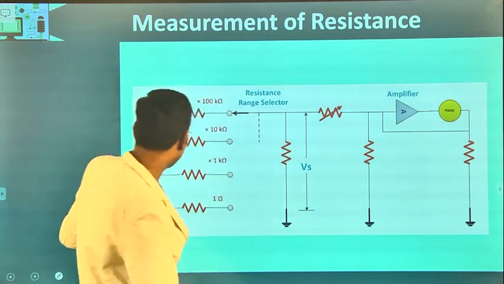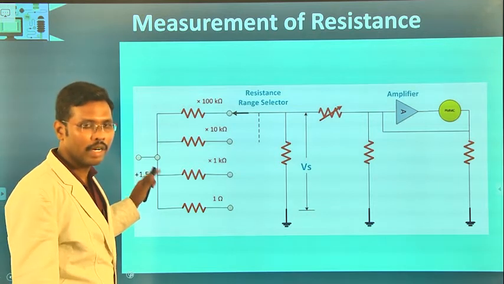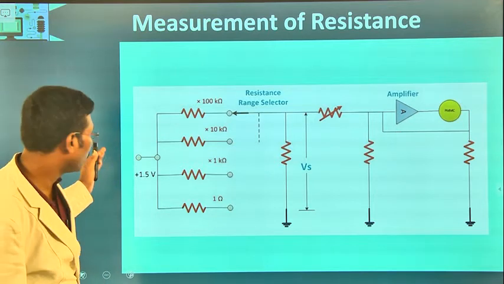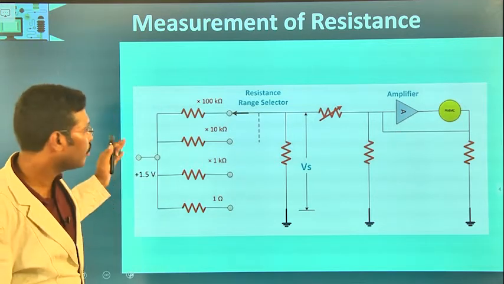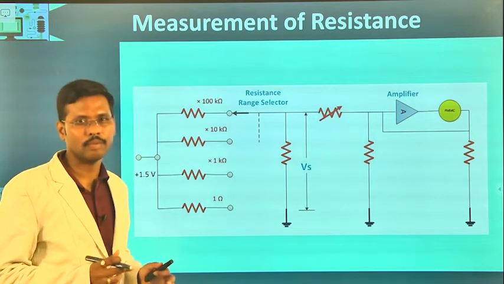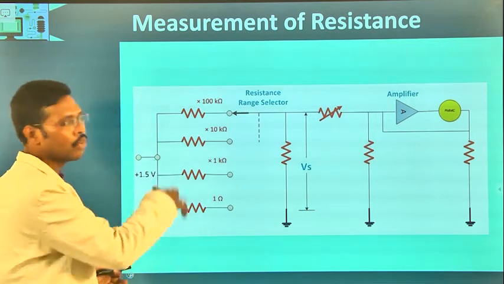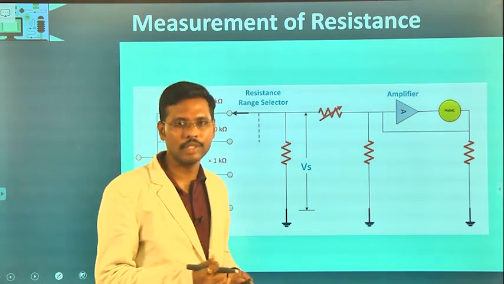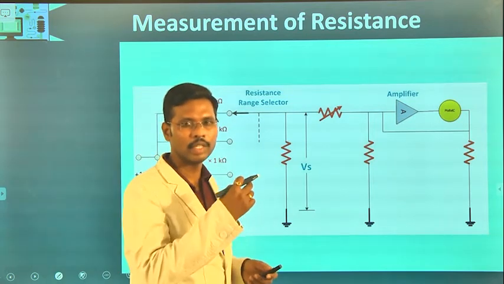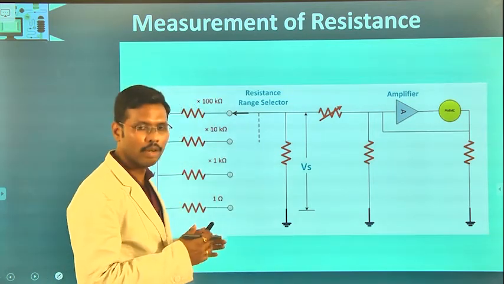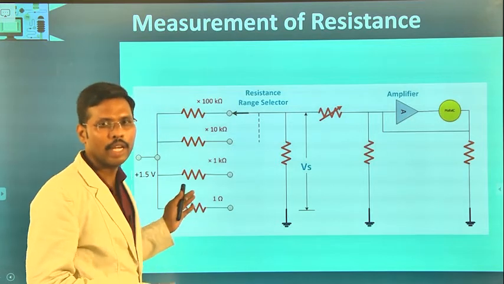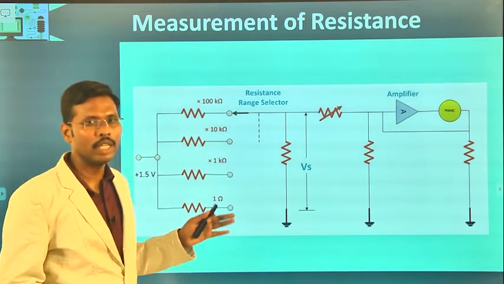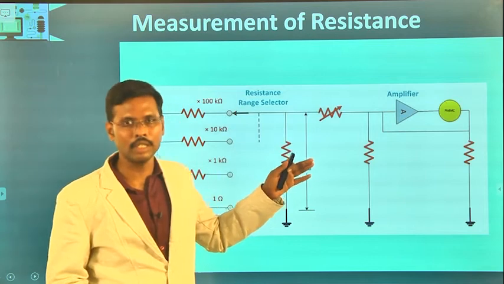And here we have a 1.5 volt source already connected inside the meter. The 1.5 volt source is connected across these resistors, and whenever we connect an unknown resistor into the circuit, the circuit will be complete. Till then the circuit will not be complete. So, when we connect the unknown resistance in the circuit, the voltage drop across the resistor will be measured, and according to the voltage drop, the PMMC will show the reading which is in terms of resistance.